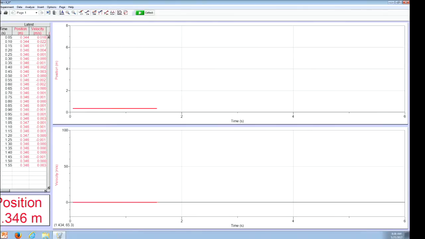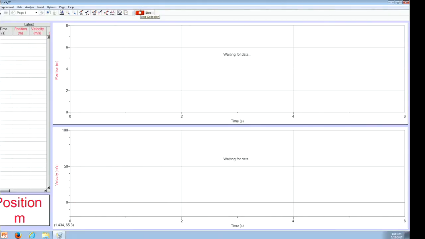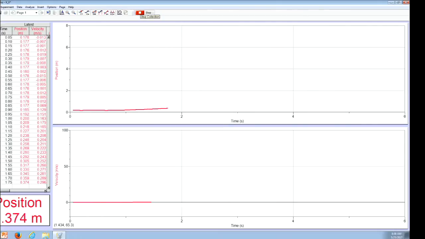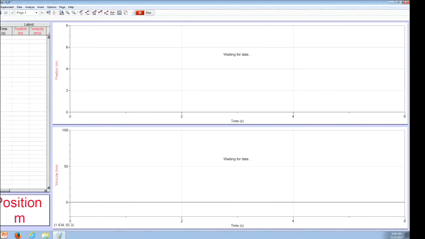So all I ask is, please flip the green cart over, put it on the rails, and let it go. Okay. So the wheels should be in the grooves. All right, go ahead.